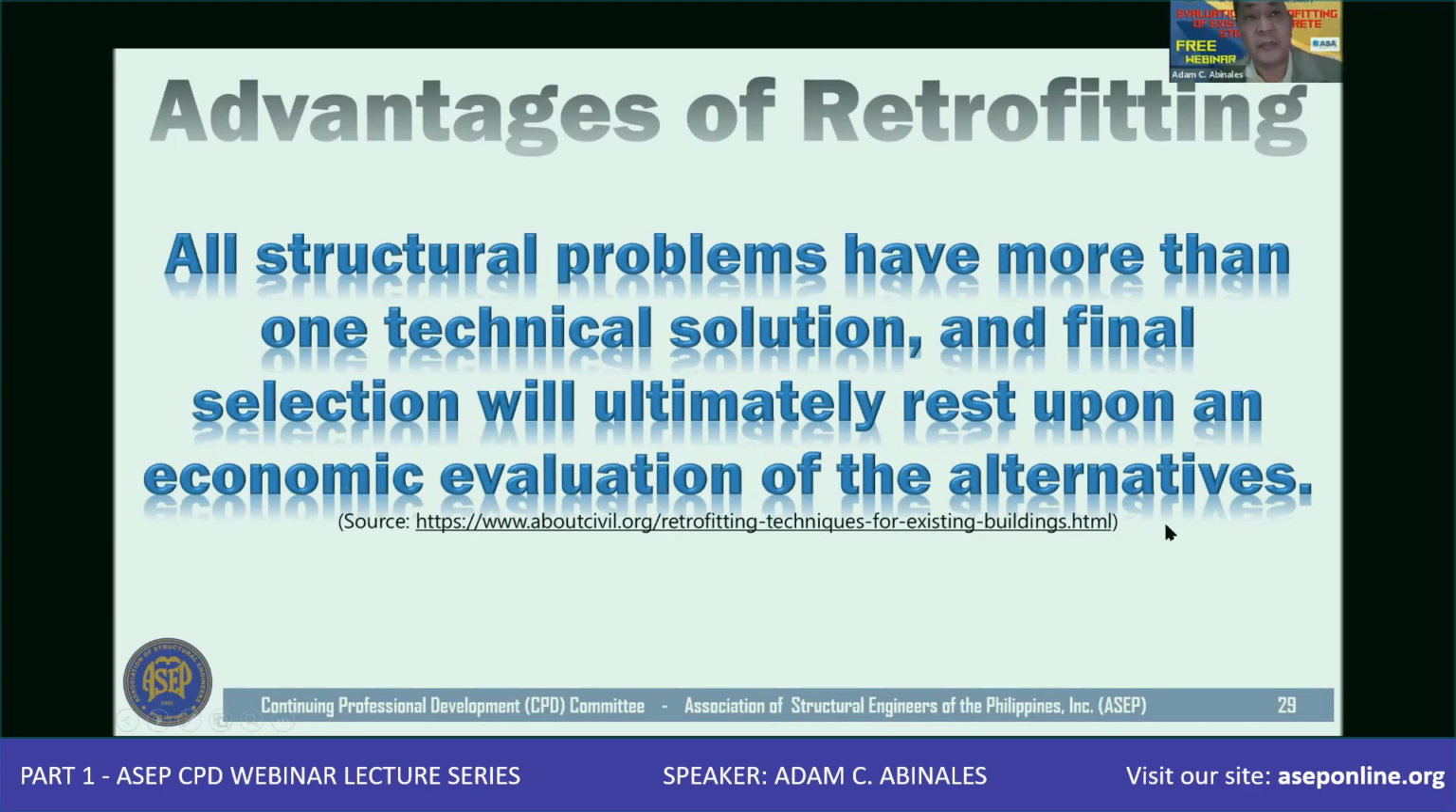of the alternatives. Well, there seems to be, as an industry practice or industry standard, that if the cost of retrofitting would be about 60% of the cost of a new construction, then you may decide that you do not push retrofitting anymore, but rather demolish the entire building and put up a new one. But of course, it will all depend on how you really evaluate your design.